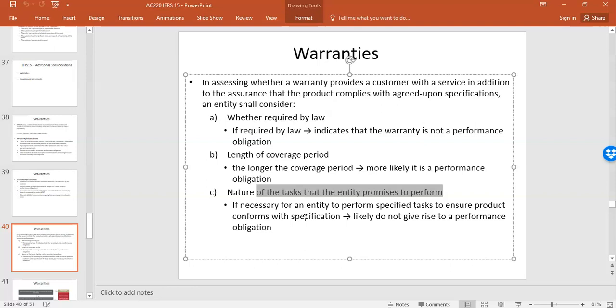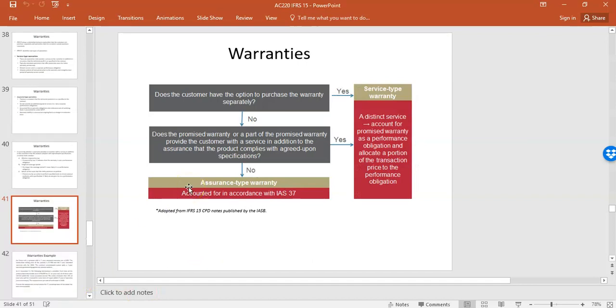And for you, you don't really need to concern yourself too much. It should be fairly clear from the question whether it's a service or an assurance type warranty. But you need to be able to understand the calculations and the debits and credits. This just kind of gives you a small visual. Does the customer have an option to purchase the warranty separately? If it does, it's a service type warranty.